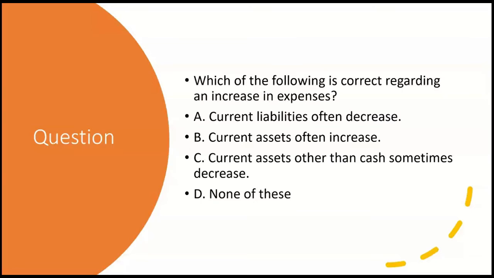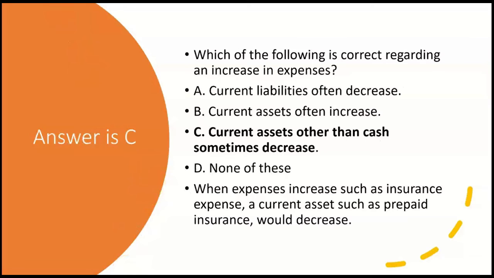C, current assets other than cash sometimes decrease. Yes. C looks good. When would that be the case? When would current assets other than cash decrease if an expense increases? Think of prepaid insurance. If prepaid insurance was set up as a current asset when the policy was paid for, now that you're incurring insurance expense, you would debit the insurance expense and credit prepaid insurance. So letter C is correct. When expenses increase, such as insurance expense, a current asset other than cash, like prepaid insurance, would decrease.